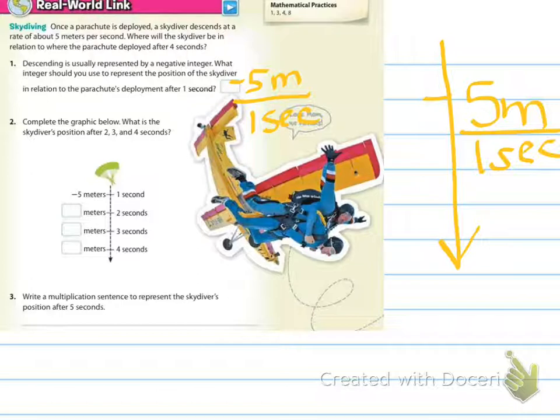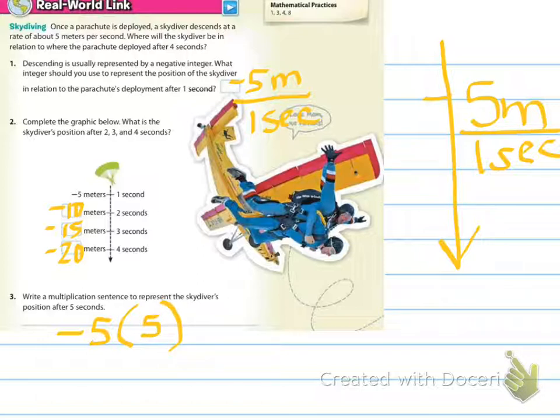So what you should have put in was negative 10, negative 15, negative 20. So after 4 seconds, he's dropped 20 meters. And when I say dropped, I mean negative 20 meters. He's gone down. So negative 20 meters in 4 seconds. The multiplication sentence to represent the skydiver's position after 5 seconds would be negative 5 times 5.